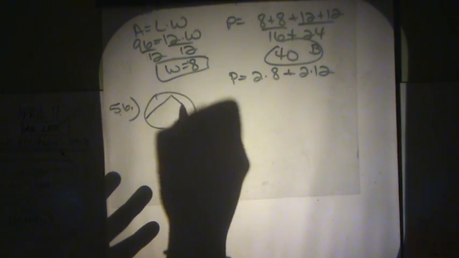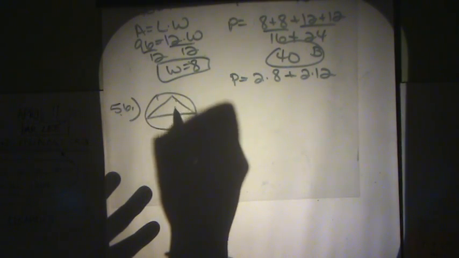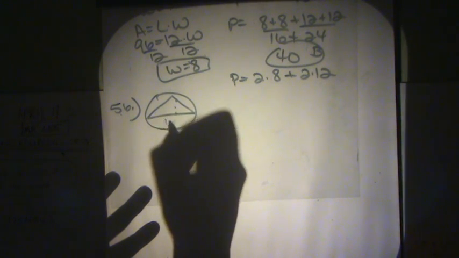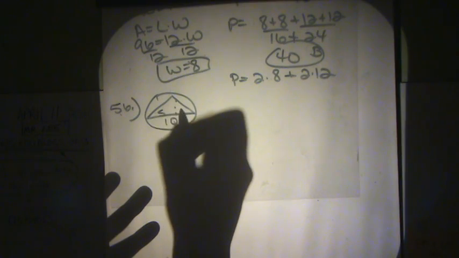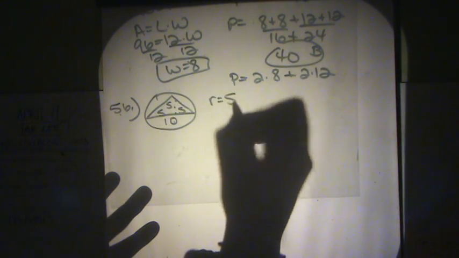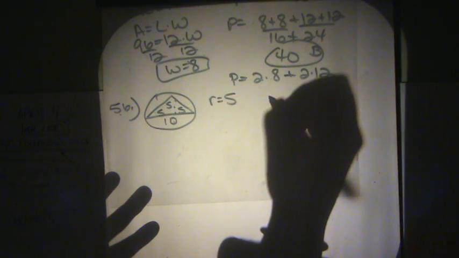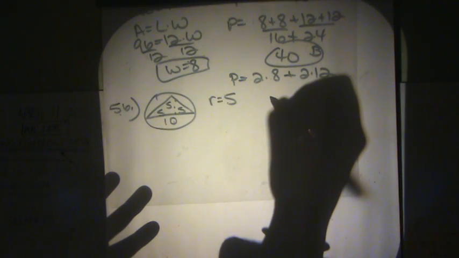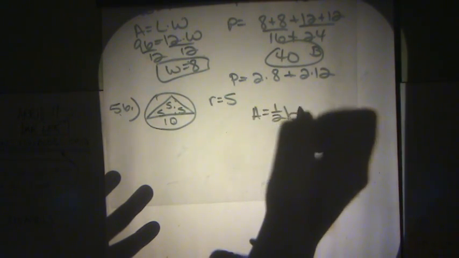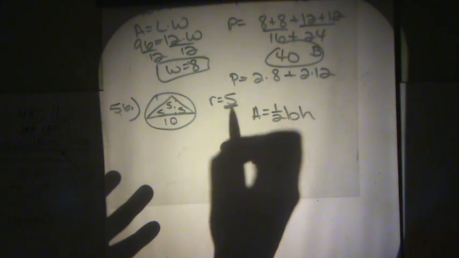Alright. So it says the whole thing is 10. So if this whole thing is 10, this is 5, this is 5, this is 5. Remember, we're always using the radius, which is 5. We want to find the area of the triangle. So the area of the triangle is 1/2 base times height. I'm going to use this 5.